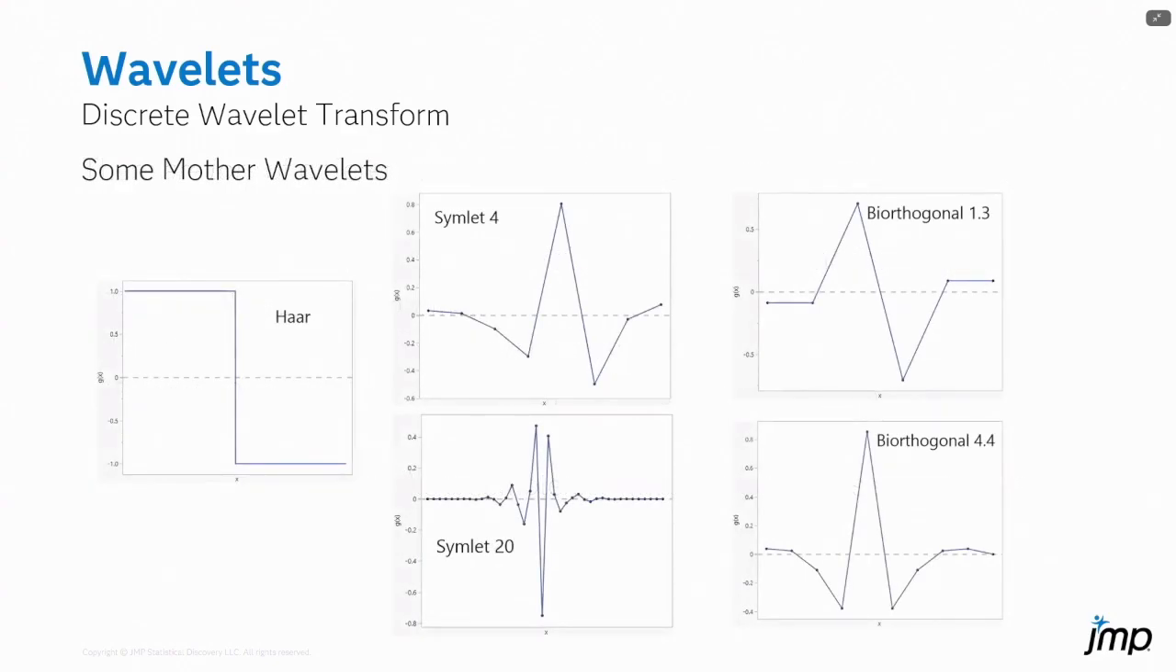And these are some examples of mother wavelet functions. The most simple one that you'll see is called the Haar wavelet. It's really just a step function. It's -1 for a range of x and 1 for a range of x. And here's what I was saying about vanishing moments. This bi-orthogonal 1.3 and 4.4: 4.4 has more vanishing moments, and you'll notice it's a little bit bumpier. And likewise, the symlet 4 is a little bit of a simpler shape than the symlet 20.